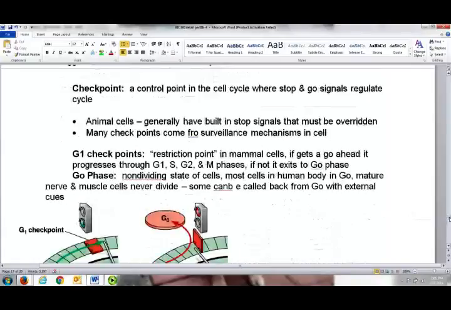In animal cells, they generally have built-in stop signals, so by default it is a stop signal and there has to be a message for it to be overridden. A lot of the checkpoints actually come from surveillance mechanisms inside the cell.